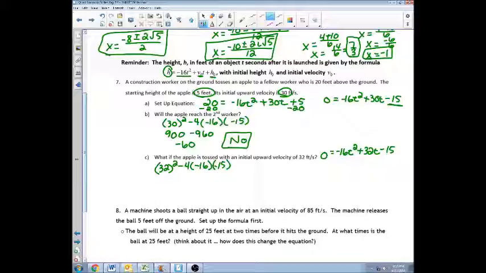Well, 32 squared would get me 1,024. Negative 4 times negative 16 times negative 15 would get me negative 960. 1,024 minus 960 would be 64. So yes, it would in fact reach the second worker.